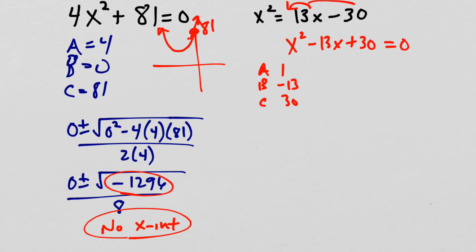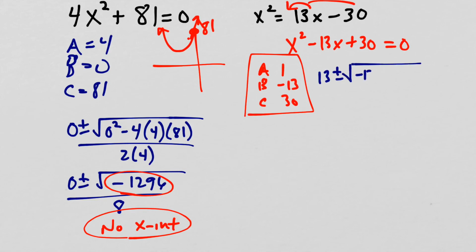So we have our values of a, b, and c. We plug them into the quadratic. The opposite of b is going to be 13, positive this time, plus and minus the square root of negative 13 to the second power minus 4 times 1 times 30.